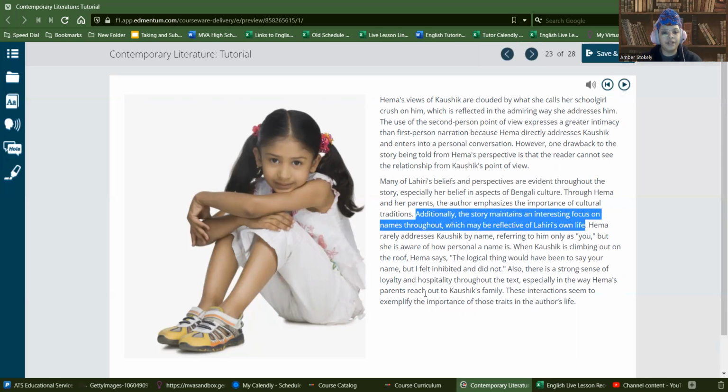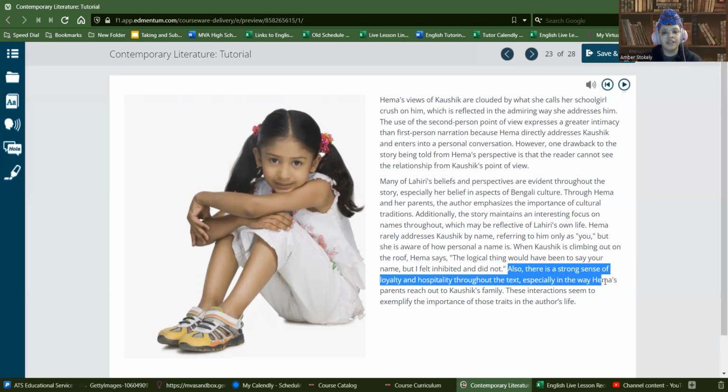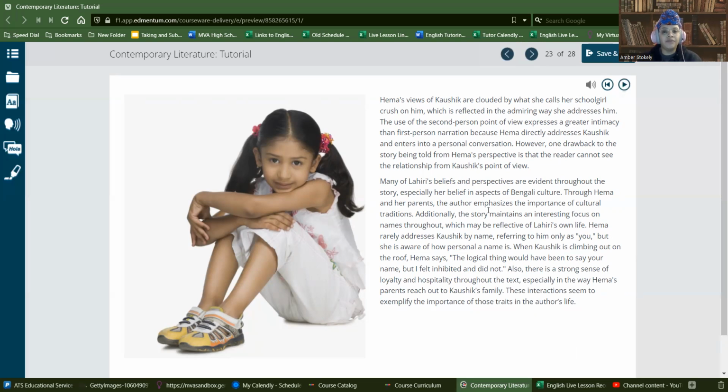There's a special section where actually Hima says the logical thing would have been to say your name, but I felt inhibited and did not. So it's recognized even in the story. And then it says also, there's a strong sense of loyalty and hospitality through the text, especially in the way Hima's parents reach out to Kaushik's family. So these interactions exemplify the importance of those traits in the author's life. So actually reaching out, the loyalty and hospitality gives you a glimpse of how people within that culture interact with other people from that culture.